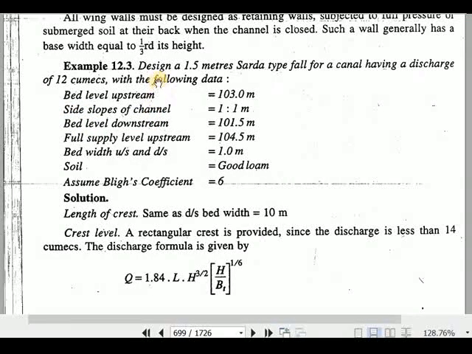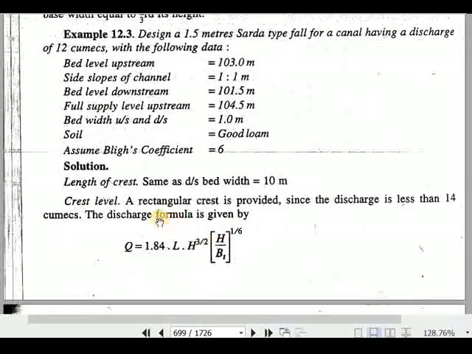So we have depth 1.5 meter, discharge 12 cubic. We have bed level 103 meter, side slope 1 by 1, bed level downstream 101.5, full supply level upstream 104.5, bed width upstream and downstream 1 meter, soil good loam and bleach coefficient 6.